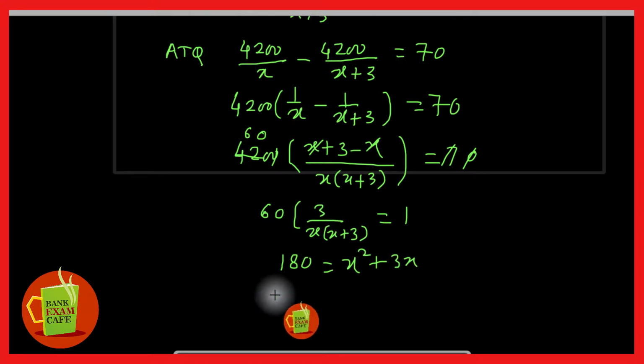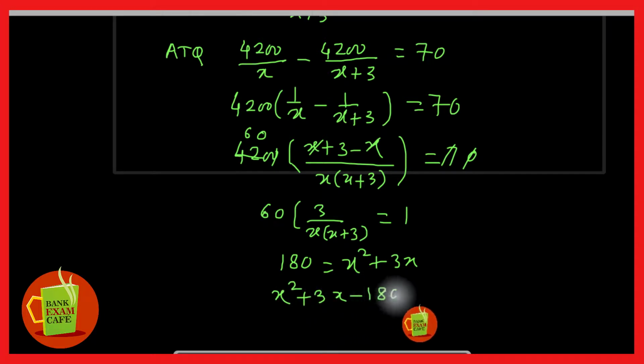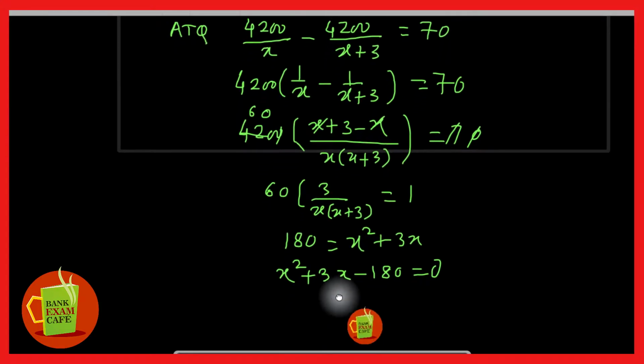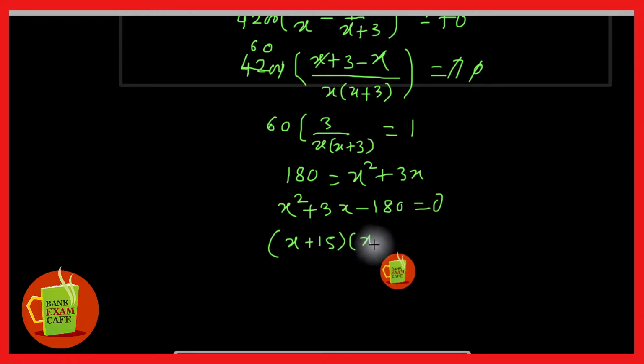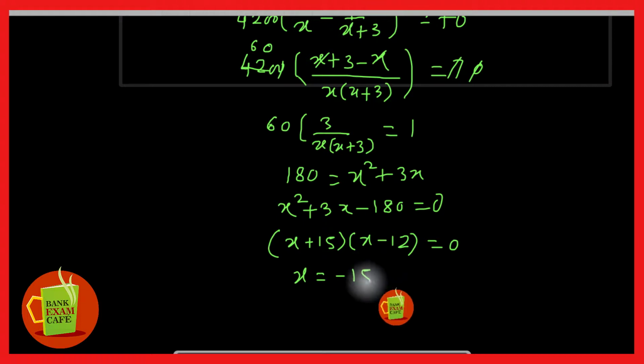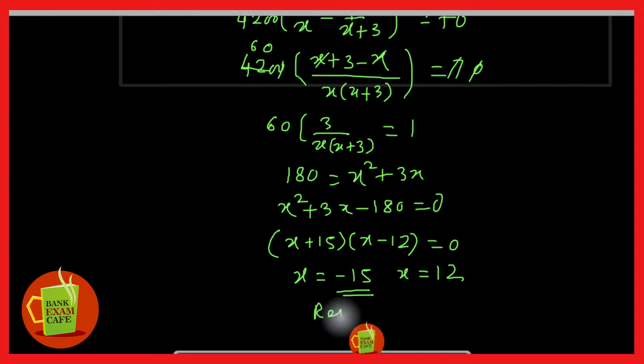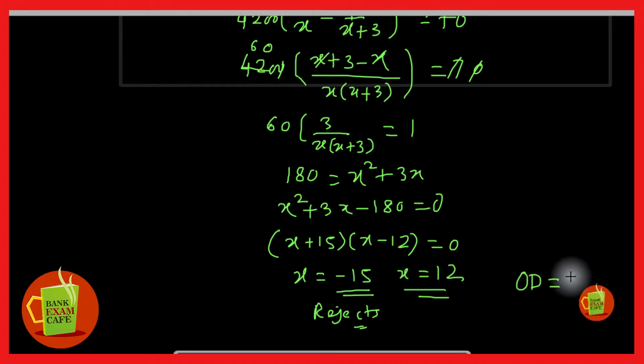And so take 180 to this side, you will get the quadratic equation: X square plus 3X minus 180 is equal to 0. Solve this quadratic equation to get the value of X. So the factors of this will be x plus 15 and into another bracket x minus 12, which is equal to 0. So x is equal to minus 15 and x is equal to 12. X is equal to minus 15 will be rejected because days cannot be negative. So x is equal to 12 days and therefore the original duration of the tour will be equal to 12 days.